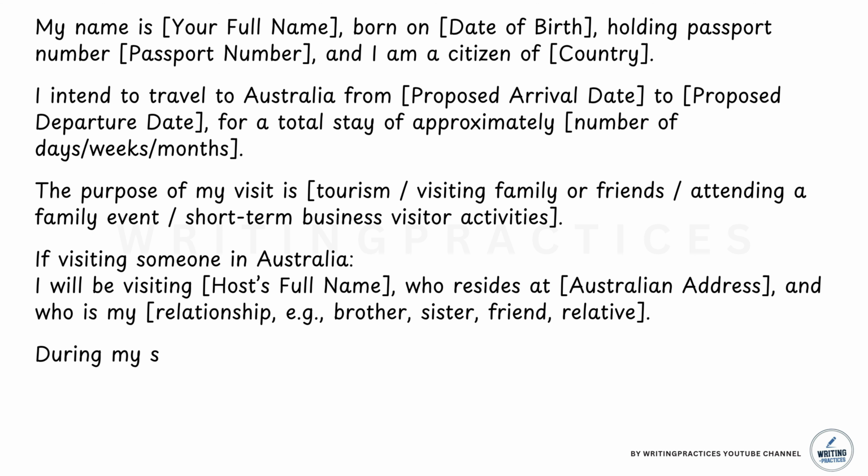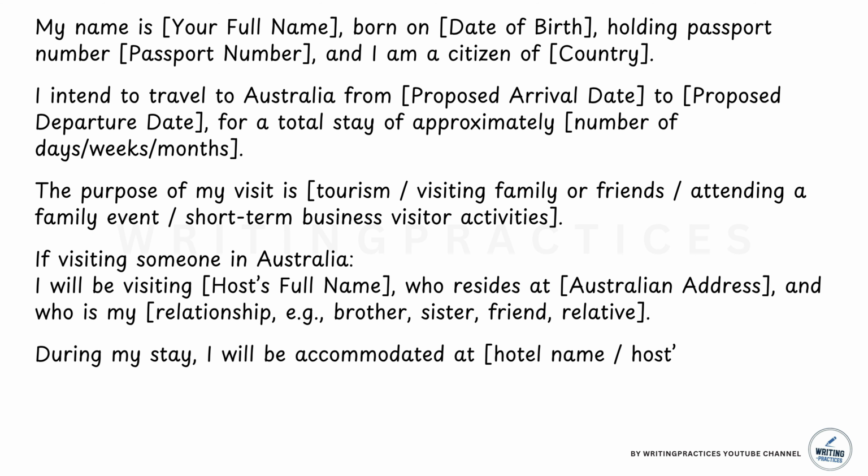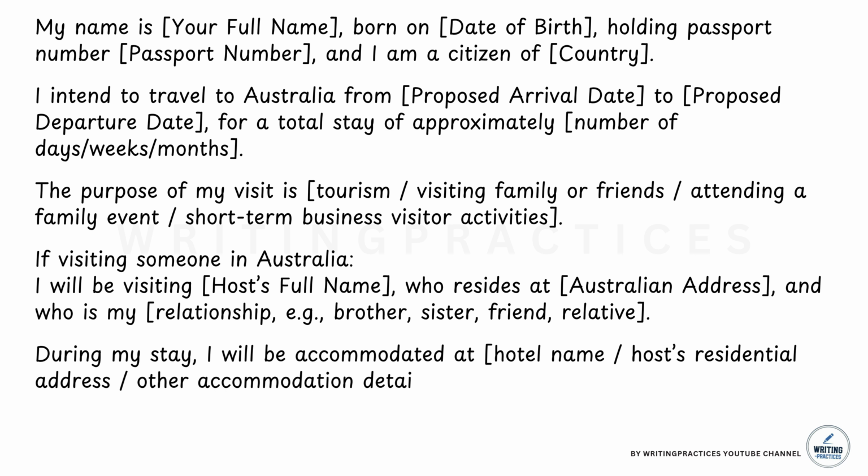Sixth paragraph, accommodation details. State where you will stay during your visit. Example, during my stay, I will be accommodated at 45 Collins Street, Melbourne VIC 3000. This confirms that you have arranged accommodation for your visit.